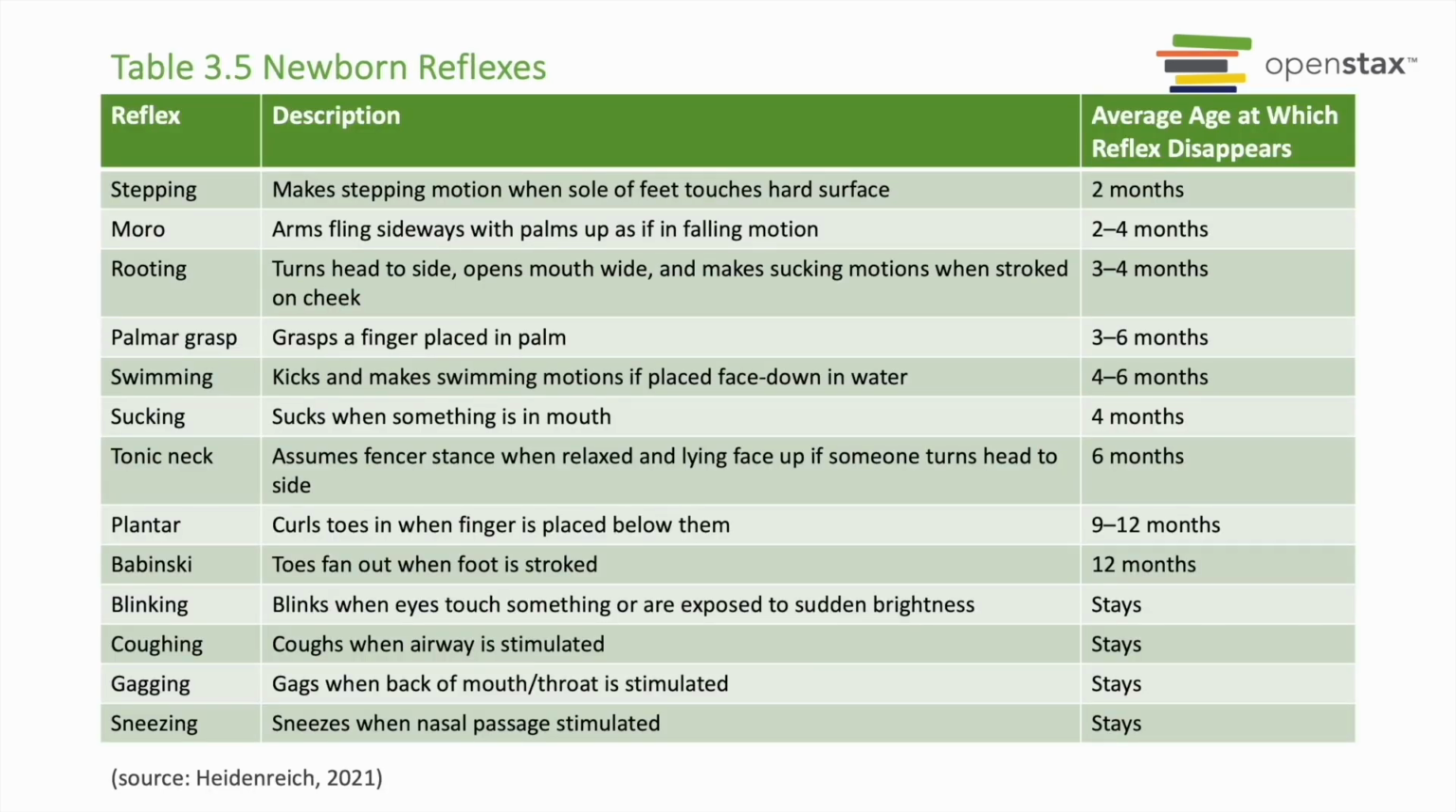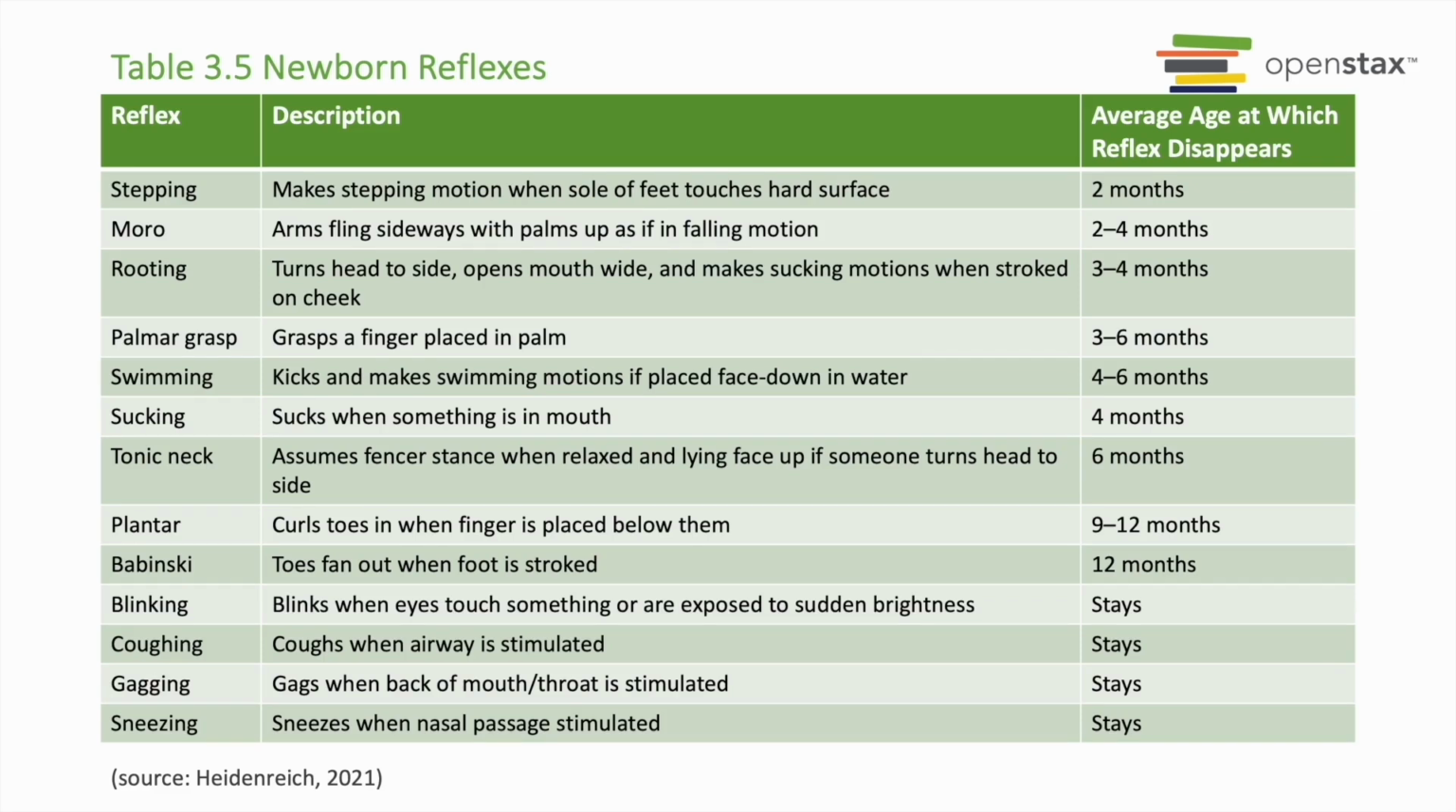Table 3.5 Newborn reflexes. We're going to look at the reflex, the description, and the average age at which the reflex disappears. Stepping is first. This is whenever newborns make stepping motions when the sole of their foot touches a hard surface. It disappears around 2 months. Moro: arms fling sideways with palms up as if in a falling motion. It disappears at 2 to 4 months. Rooting: turn the head to the side, open the mouth wide, and make a sucking motion when stroked on the cheek. That's 3 to 4 months.